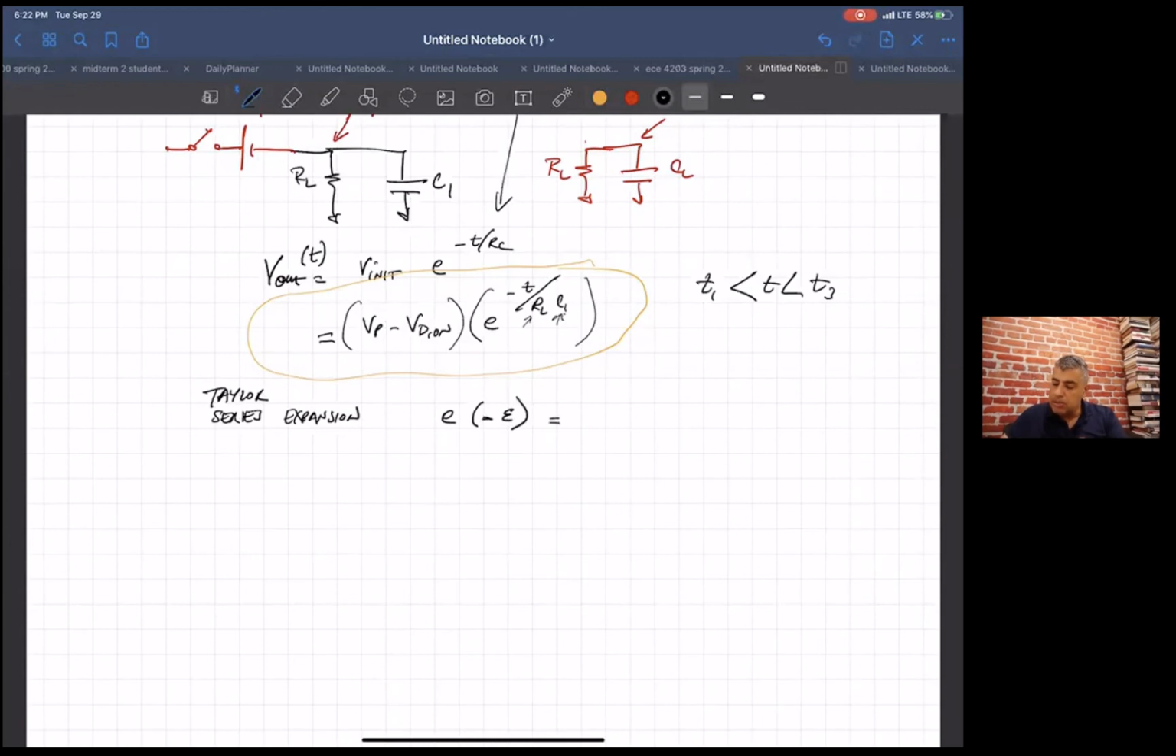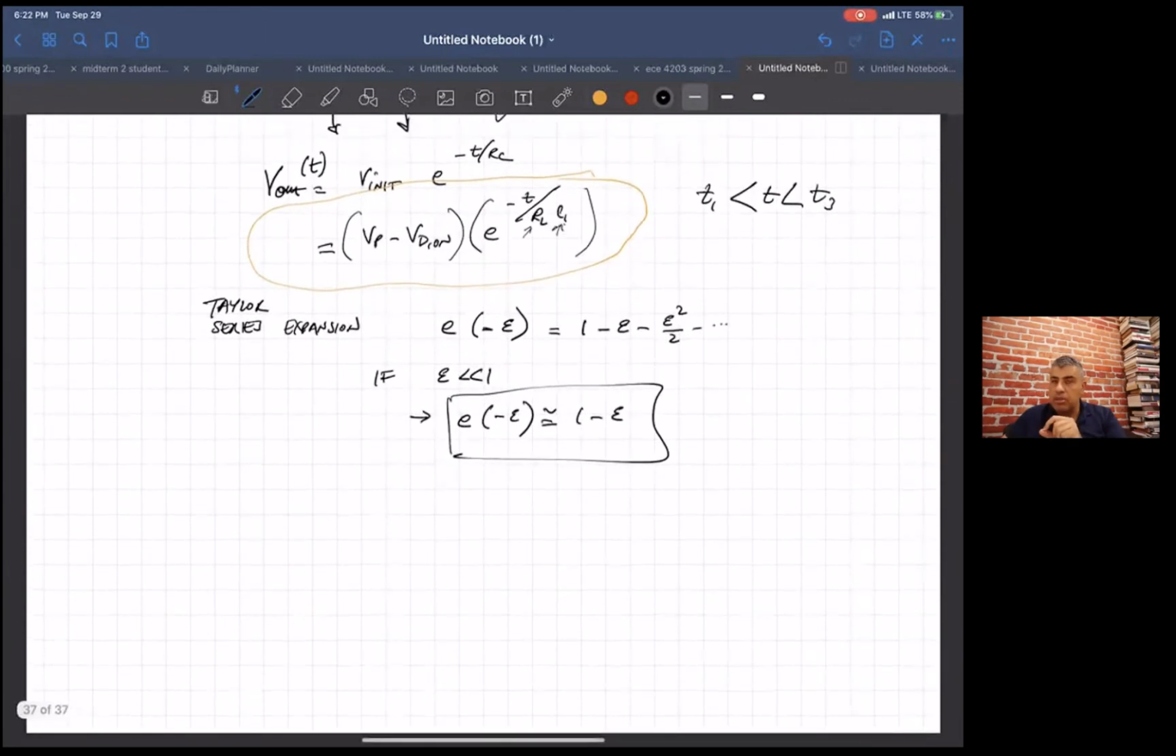this is equal to 1 minus epsilon plus epsilon squared over 2, and so on. If epsilon is much smaller than 1, then this exponential of minus epsilon is 1 minus epsilon. This is kind of the same trick we used, if you remember, for the small signal approximation to make the exponential curve of our diode look like a line. Sort of the same technique we're using.